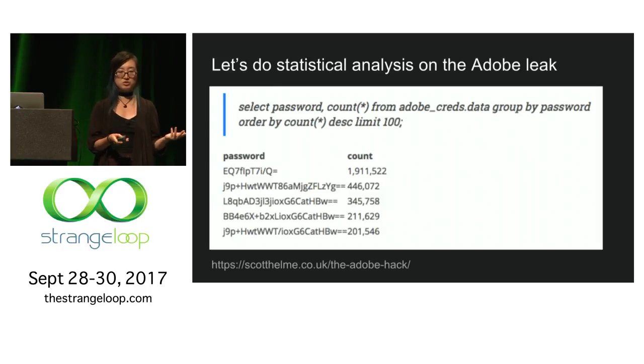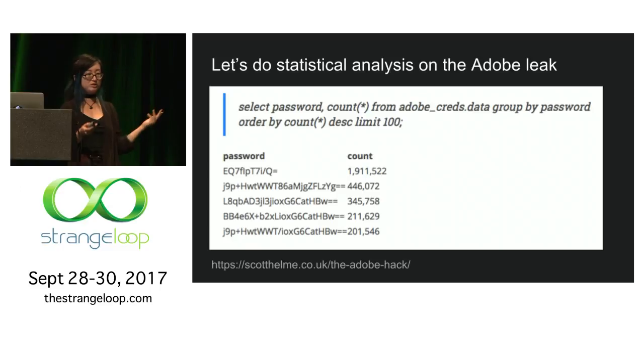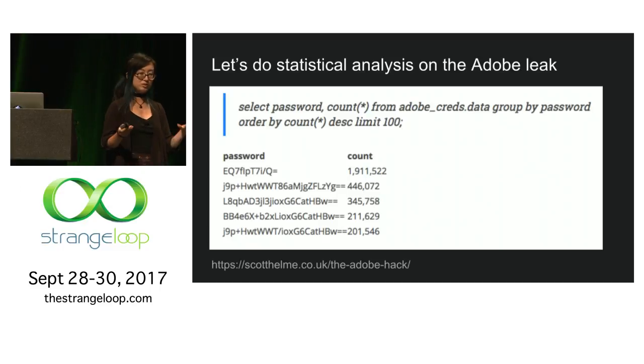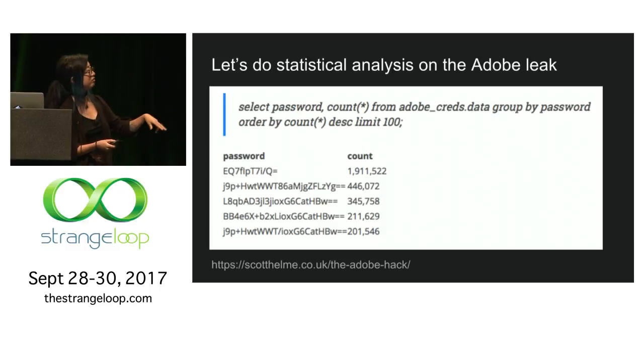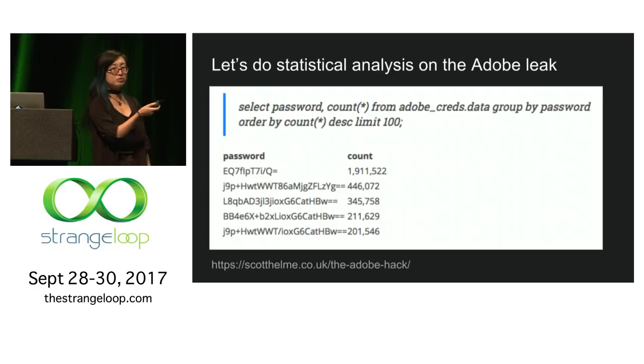But Adobe did encryption, so you actually can do this kind of frequency analysis. And if you just look at the leaked database, which anyone could download, and you sort it by frequency, you see that a single encrypted password string, EQ7, et cetera, had about 2 million users using it. So 2 million people were using the same password. What could it be? Any guesses?